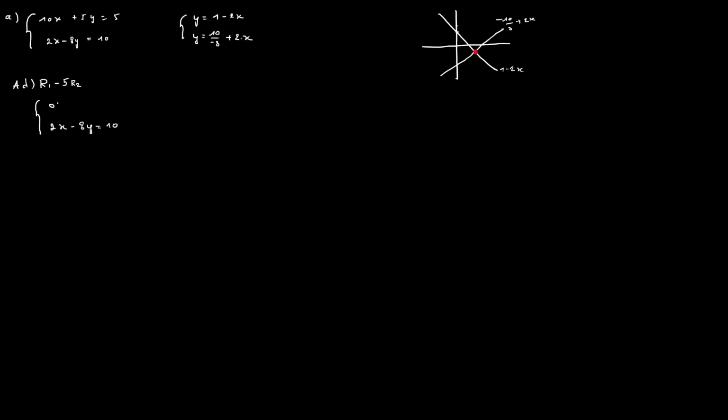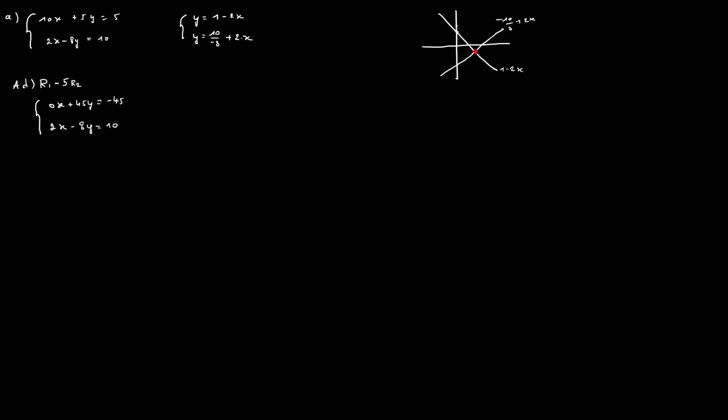It's going to give us 0x. Minus 5, so it's going to give us 40, so it's going to give us 45y, so plus 45y. So minus 5 times minus 8y is going to give us 40y, and here we already had 5y. And that's equal to 5 minus 50, or negative 45.